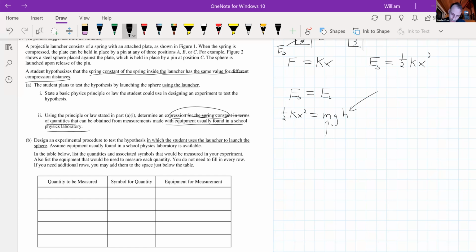So now we just do a quick rearrangement. k is equal to 2mgh upon x squared. I think I did that right. Yeah, okay, I don't see any problems with that. Let me check my own notes. Yeah, that works. Okay, so now check this out.